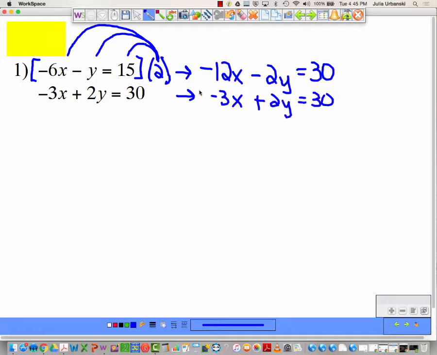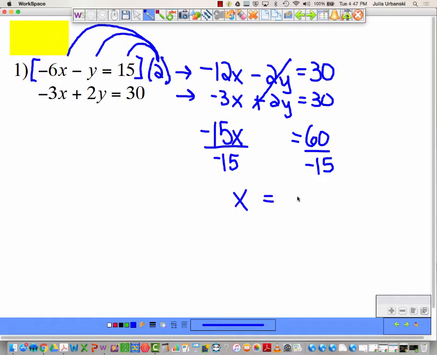So now when I look at them and I combine my like terms, I can tell that negative 2y and positive 2y are going to cancel, and I have negative 12 and negative 3 make negative 15x, and 30 and 30 make 60. When I divide them both by negative 15, I get an answer of x equals negative 4. But that's only half of the problem.